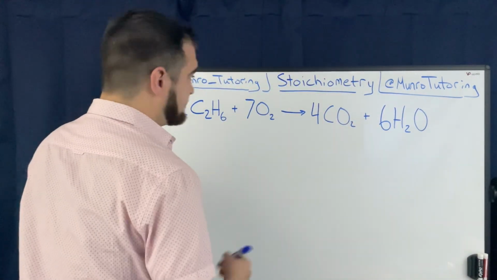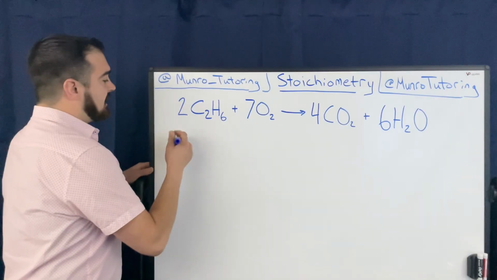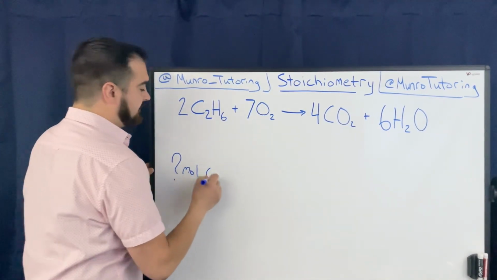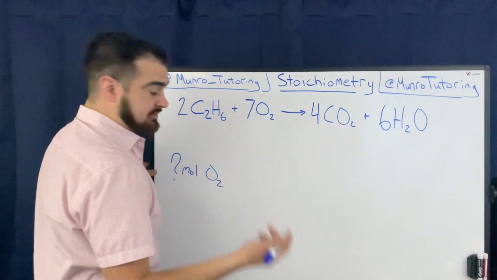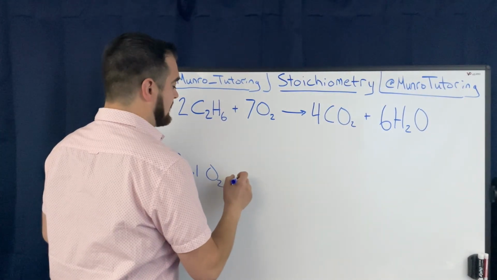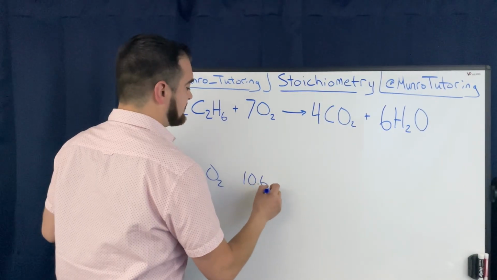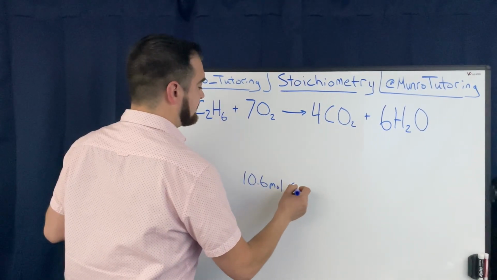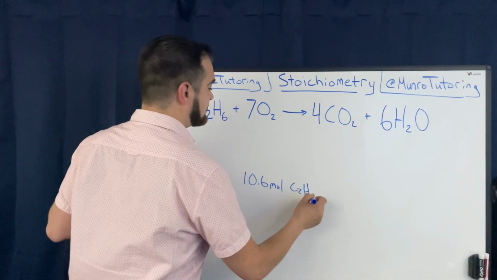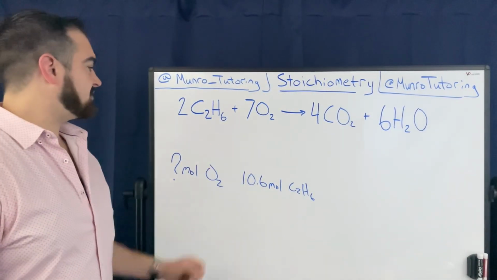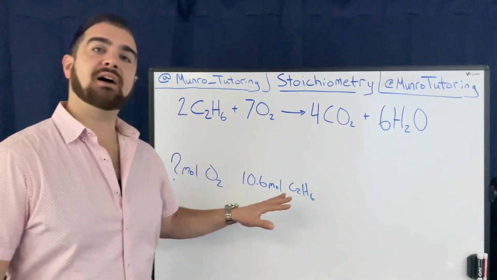Let's say I give you a question, and I say, how many moles of oxygen gas are required to react with, let's just do 10.6 moles of C2H6, all right? So I want to know about moles of oxygen, and I'm given moles of ethane.